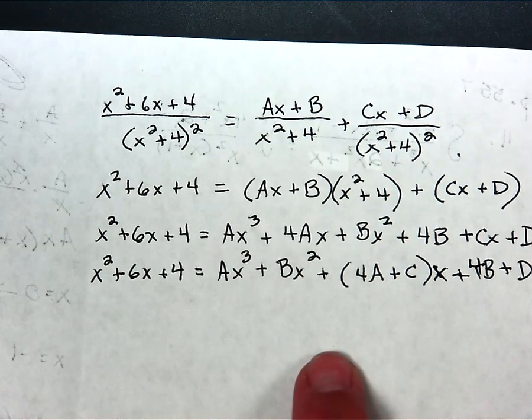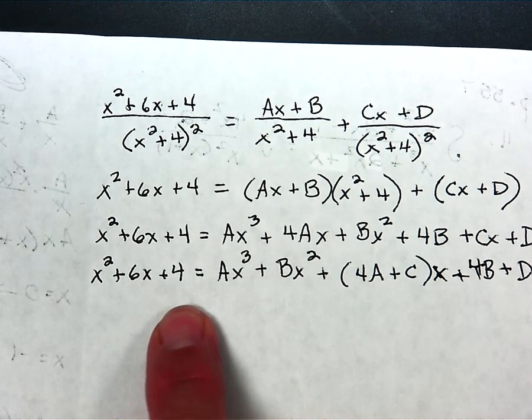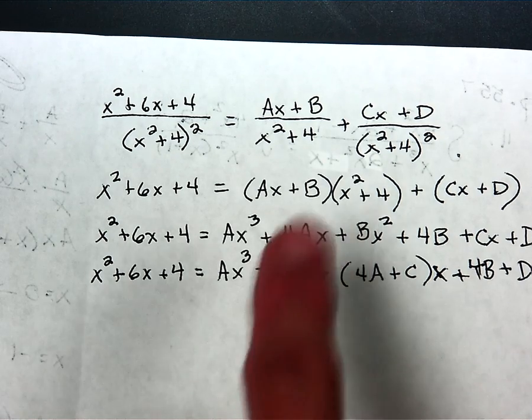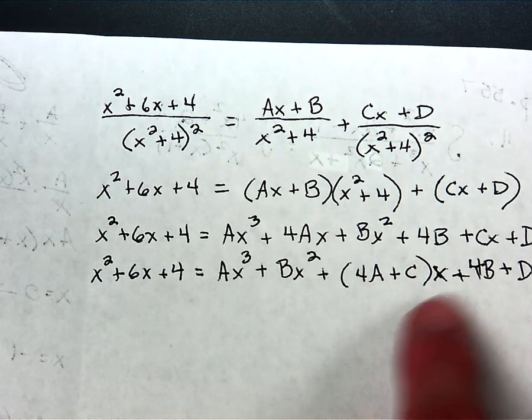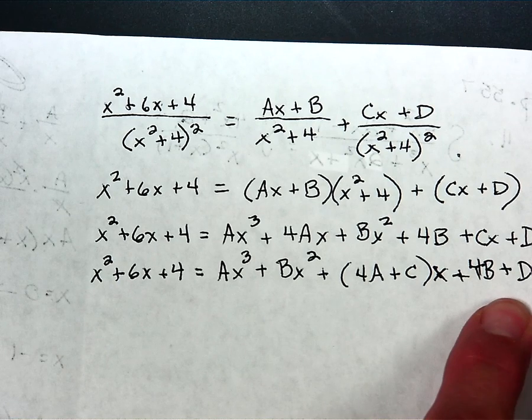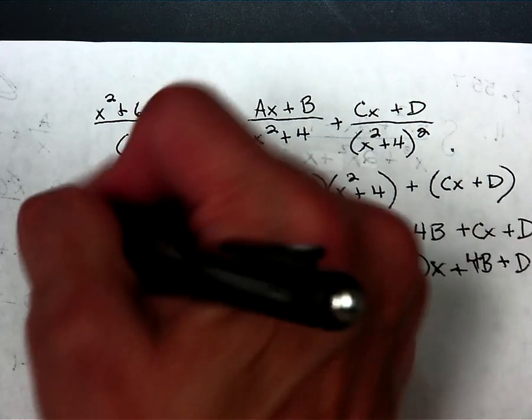So on the left-hand side, I have an x squared, an x, and a constant. On the right-hand side, I have an x cubed, an x squared, an x to the first, and another constant, 4B plus D. Here's the bizarre thing.